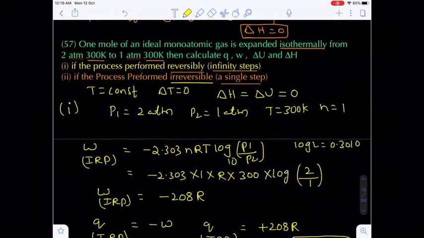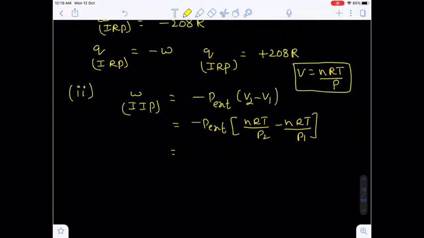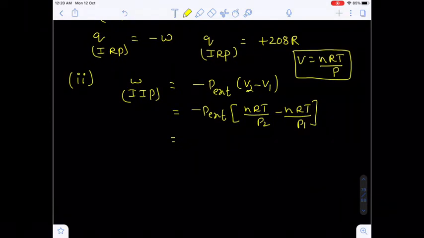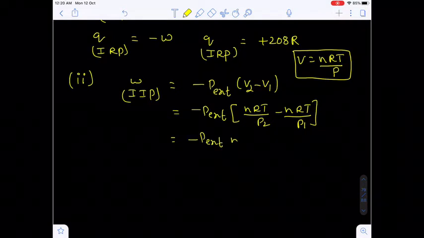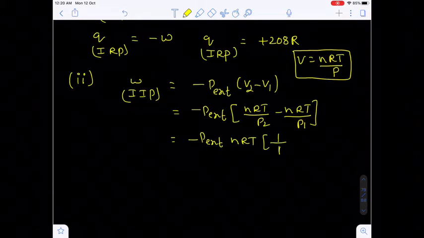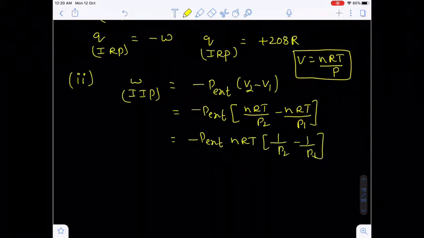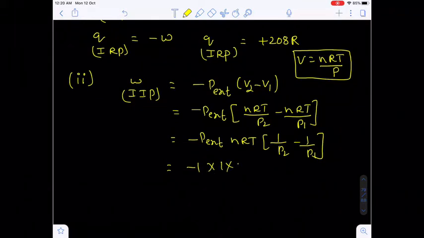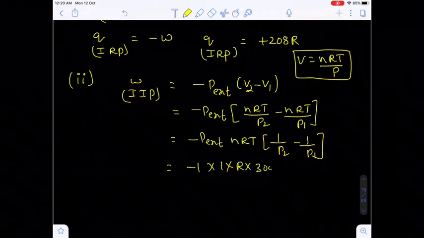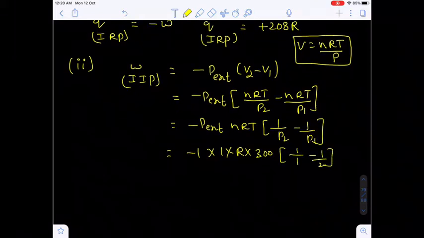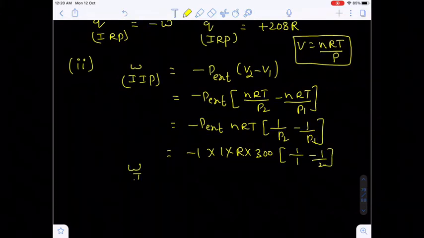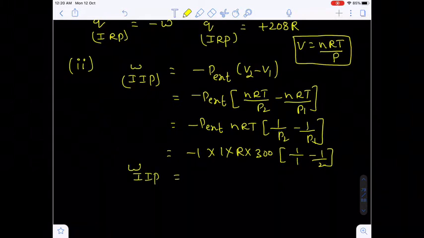External pressure will be the final pressure. The final pressure will be 1 atmosphere. Final pressure and P external are both the same. So I am taking the common nRT, times 1 upon P2 minus 1 upon P1. Now here P external will be 1 atm, number of moles of ideal gas 1, R as it is, temperature 300, final pressure 1 atmosphere and initial pressure 2 atmosphere. So the work done in the isothermal irreversible process in a single step will be minus 150 R.